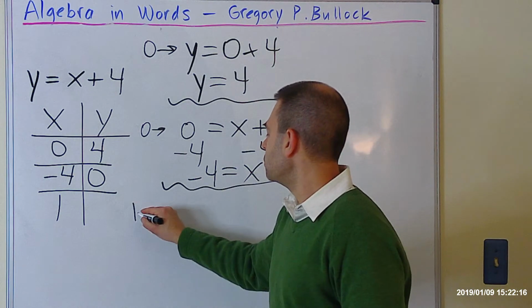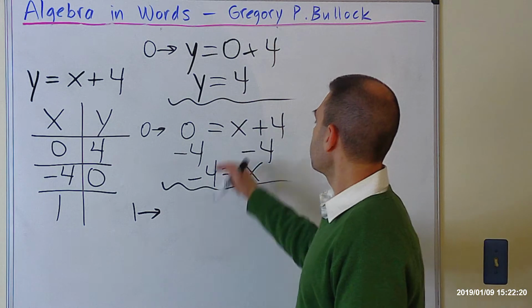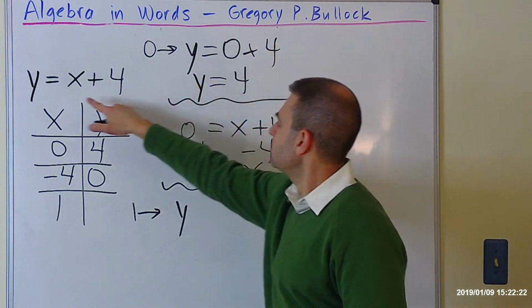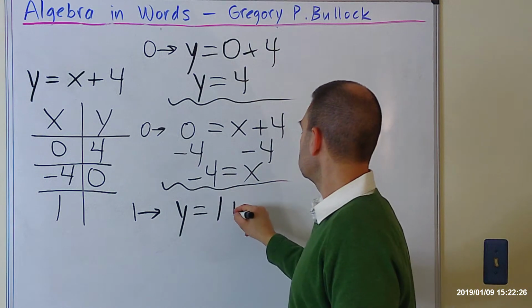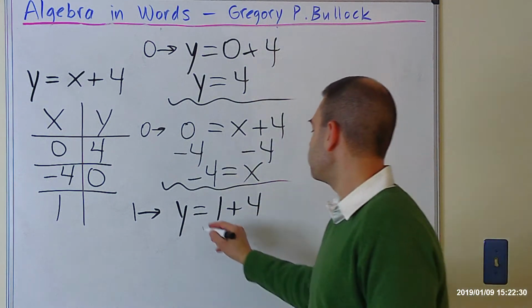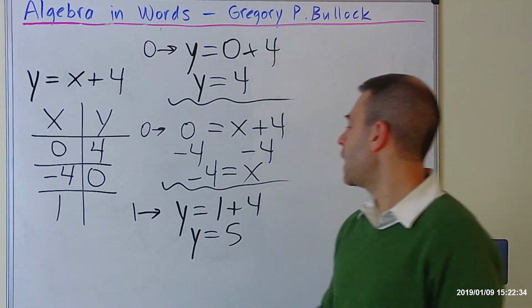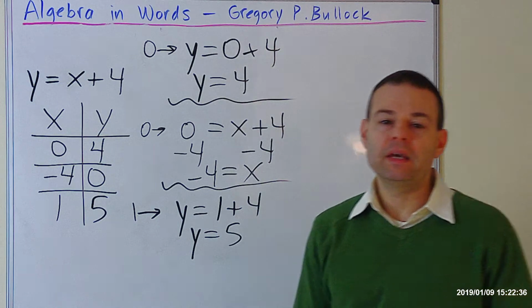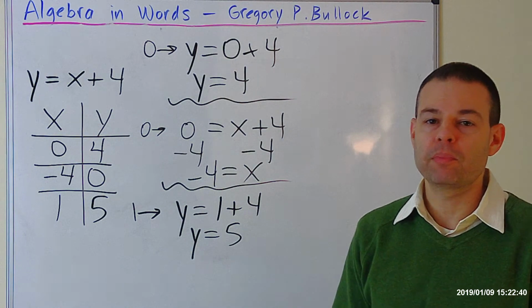And now we're going to do substituting 1 in for x. So rewrite y, put 1 in for x, rewrite the plus 4. 1 plus 4 is 5. So y equals 5. And now we've got 3 points. And it was easy. We used the 0, 0, 1 method by using a table of 3 points.